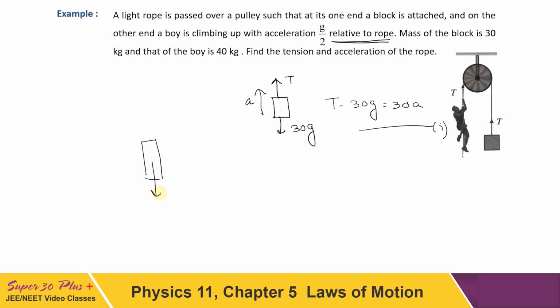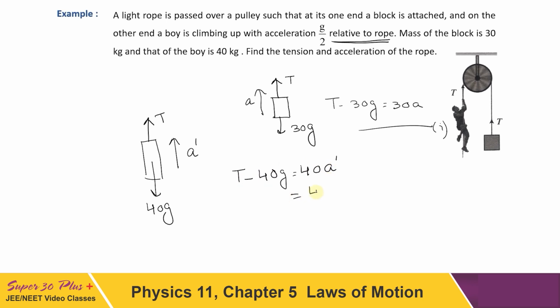For this, the weight is 40 g in downward direction. Of course, if the man is pulling the rope with tension T, rope will pull it up with the same tension T. Let us consider that it is moving up with acceleration a dash. Then since the acceleration is in upward direction, we have to write T minus 40 g is equal to 40 a dash.